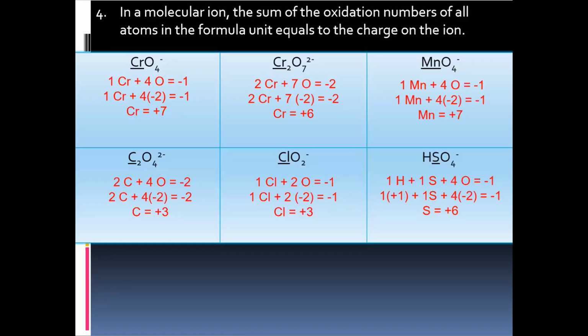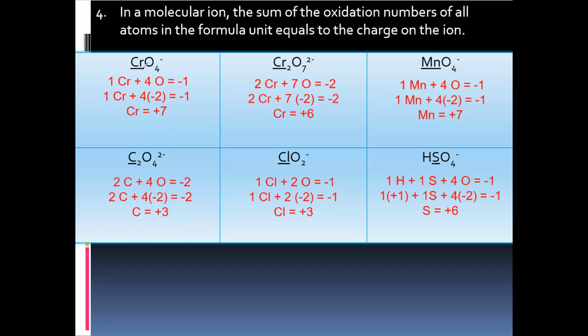Okay, another important thing is that in a molecular ion, that is, the first one I talked about was in a neutral atom. Now let's look at a molecular ion: the sum of the oxidation numbers of all atoms in the formula unit equals the charge on the ion. Now in this case, it is not neutral. You can see it is carrying a charge. This is CrO4 minus. This is Cr2O7 2 minus. This is MnO4 minus. This HSO4 minus, ClO2 minus, C2O4 2 minus. So all of them here, they all carry charges. They are molecular ions. They are non-neutral, unlike the previous examples.